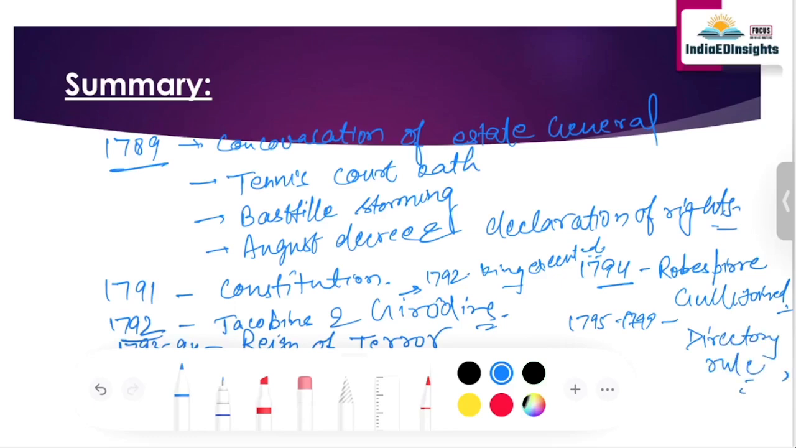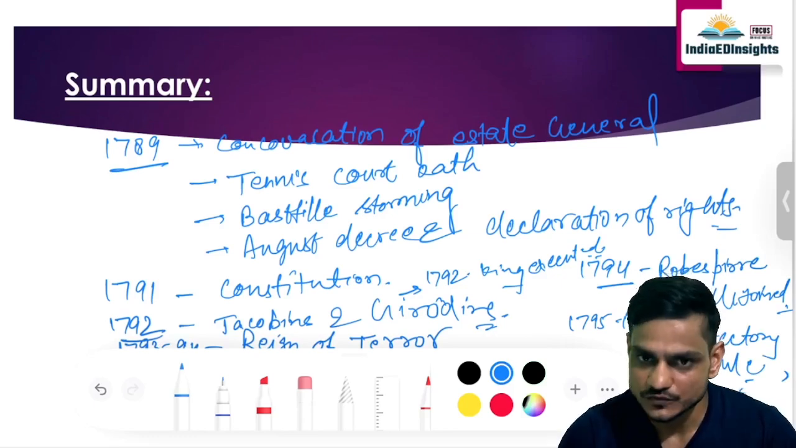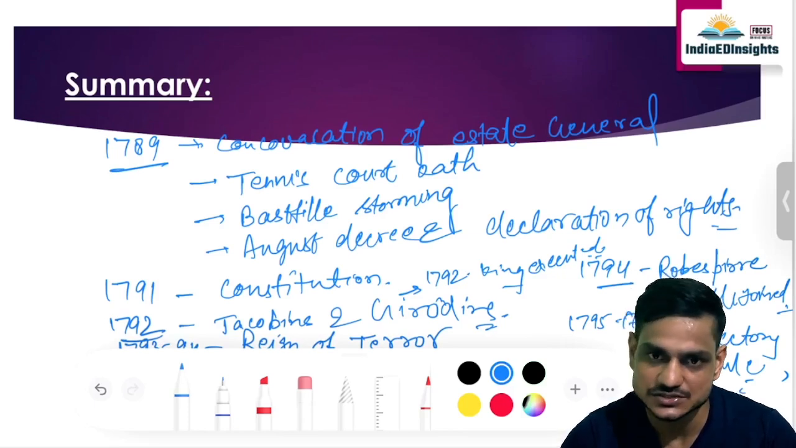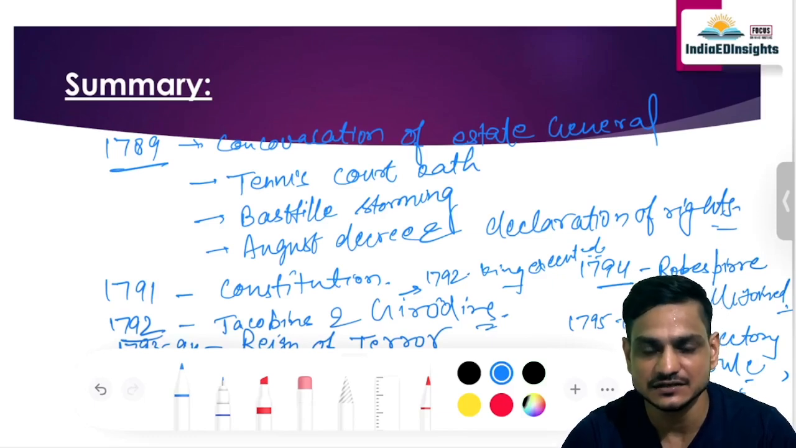So we discussed all these events one by one in sequence, all about the course of the French Revolution from 1789 to 1799. These were the events, and for every event there must be certain reasons. I discussed all those events and reasons in detail. Next video I'll discuss Napoleon Bonaparte.